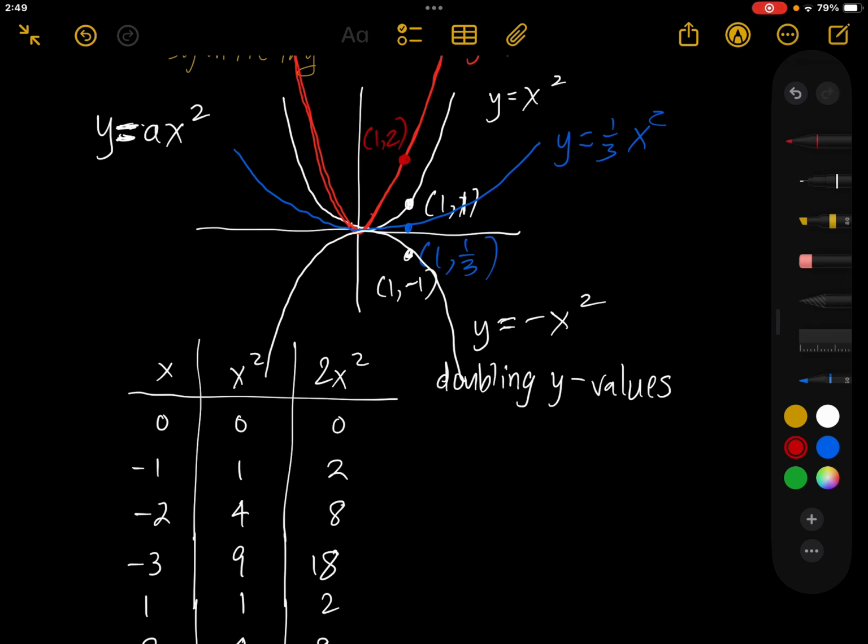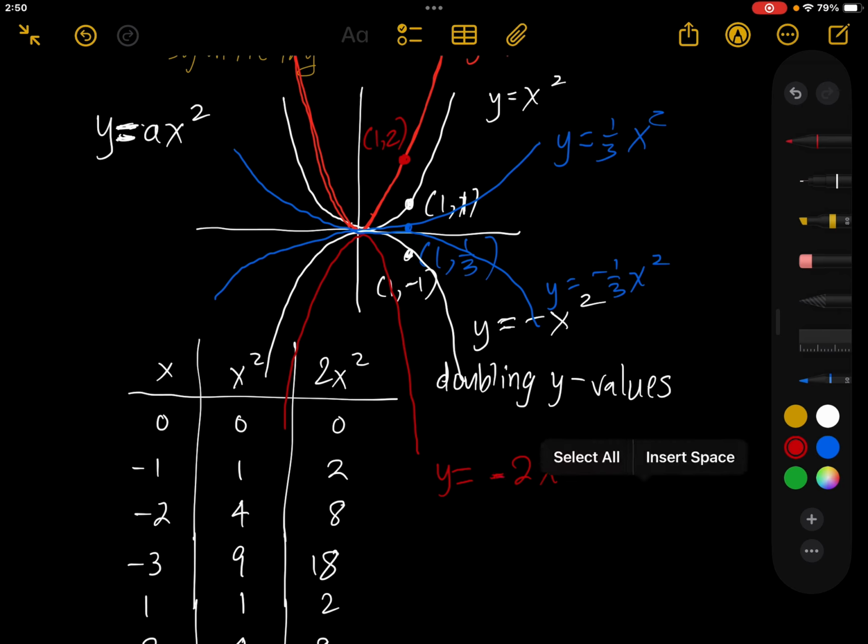Similarly, if you had y equals negative 2x squared, that's a reflection of y equals x squared about the x-axis. And if you had y equals negative a third x squared, it's a reflection of y equals 1/3 x squared about the x-axis. So this is negative 1/3 x squared, and then this one is y equals negative 2x squared.